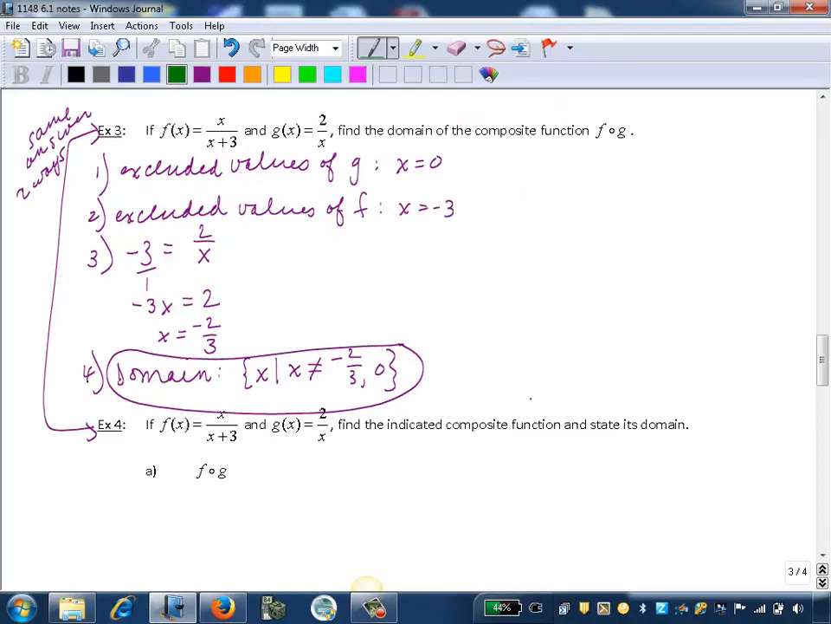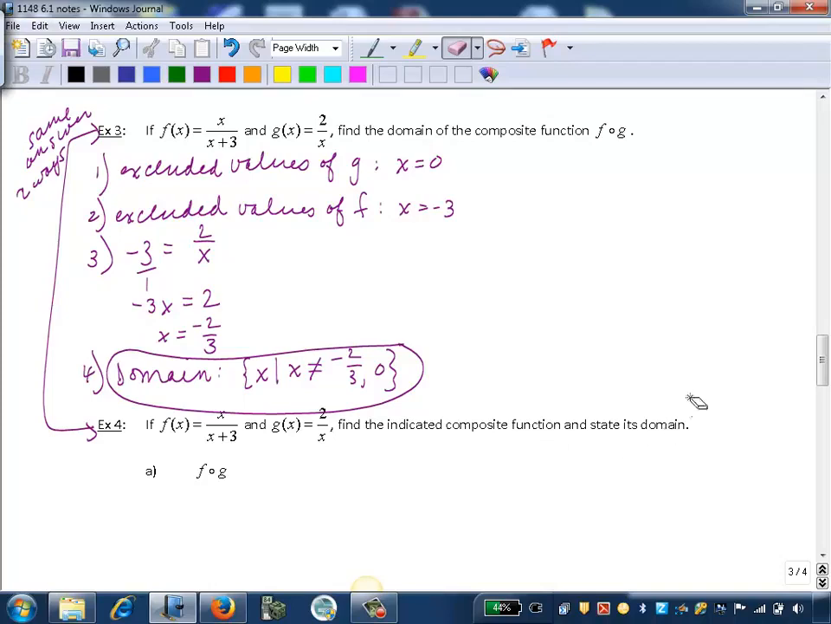Example 4. Example 4 is the same as example 3. We're given the same two functions, f of x equal to x over x plus 3 and g of x equal to 2 over x. But in this example 4, we're first asked to find the composite function and then state the domain.